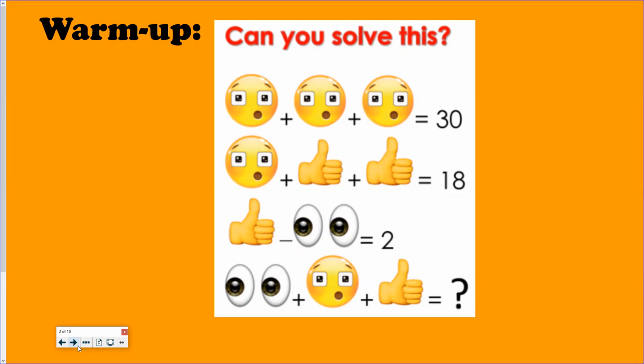So if each of these faces add up to give me 30, and there's 3 of them, that means each of these faces must be worth 10. So if the face is worth 10, and I add 2 thumbs up to give me an 18, that means the thumbs up each are worth 4. Well, if the thumbs up were worth 4, and I subtract the 2 eyes to give me 2, that means the 2 eyes are worth 2. So here on the bottom, that means the eyes are 2, the face is 10, my thumbs up is 4. So 10 plus 2 plus 4 gives me 16.